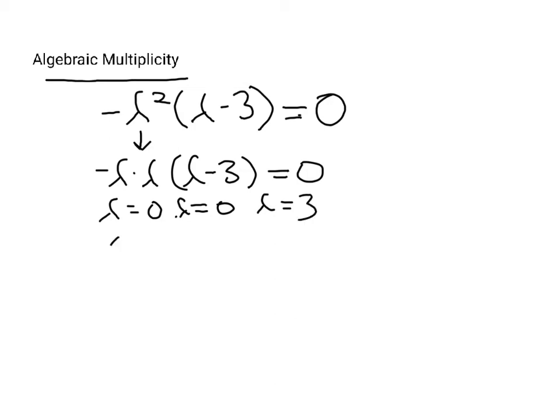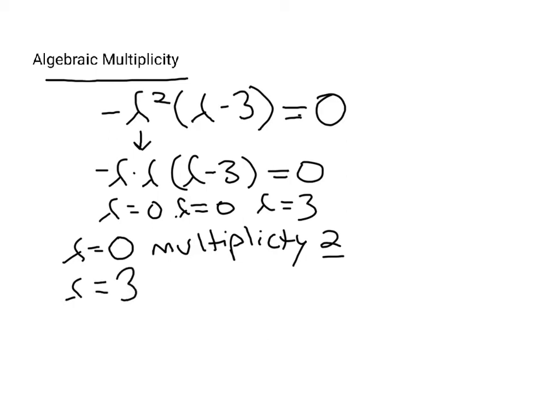So in this problem, 0 is an eigenvalue with multiplicity 2 because it's a 0 of the polynomial twice. 3 is a 0 of the characteristic polynomial with multiplicity 1. I'm just going to abbreviate multiplicity 1 because it's a 0 of that polynomial just one time. There's only one factor that corresponds to that 0. There are 2 linear factors that correspond to this solution.